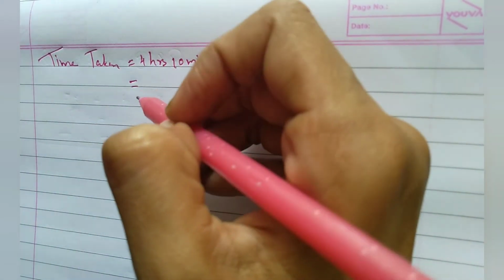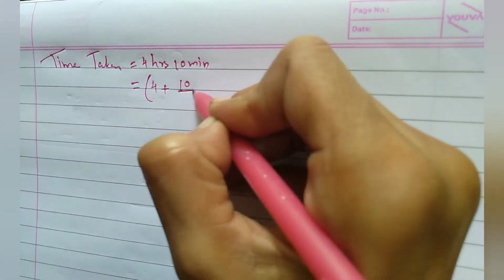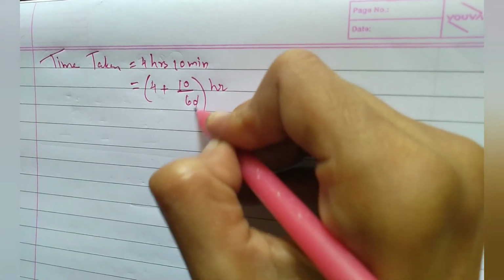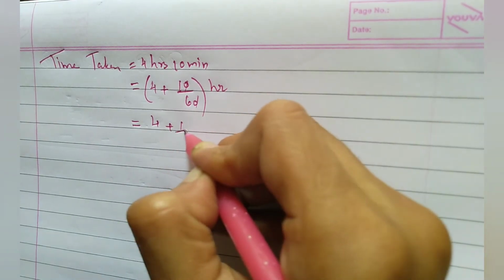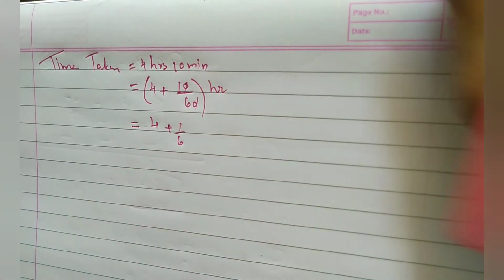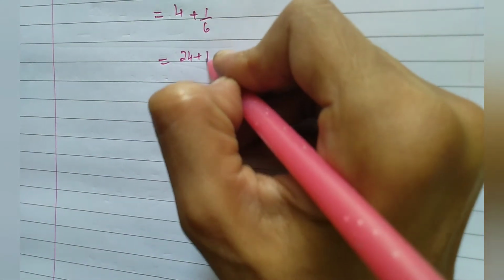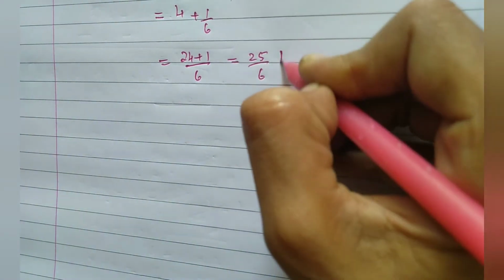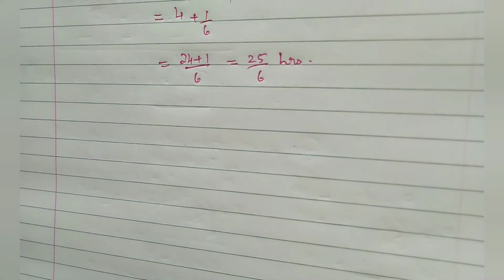So which is equal to 4 plus 10 upon 60. We'll convert in hours. Okay, so 0 0 cancel. After that 4 plus 1 upon 6, which is equal to, LCM 6, 6 4s are 24 plus 1 upon 6, which is equal to 25 upon 6 hours. Okay, this is your time, total time.